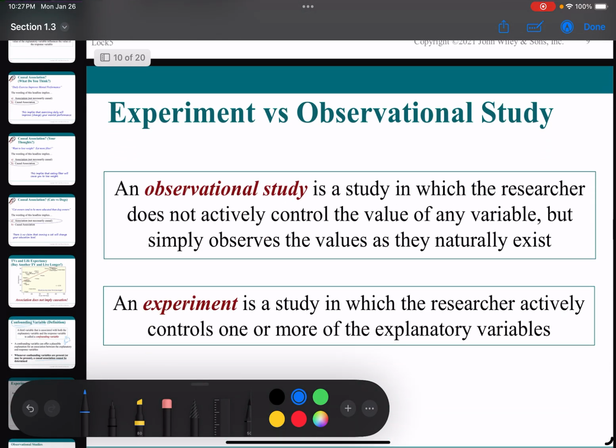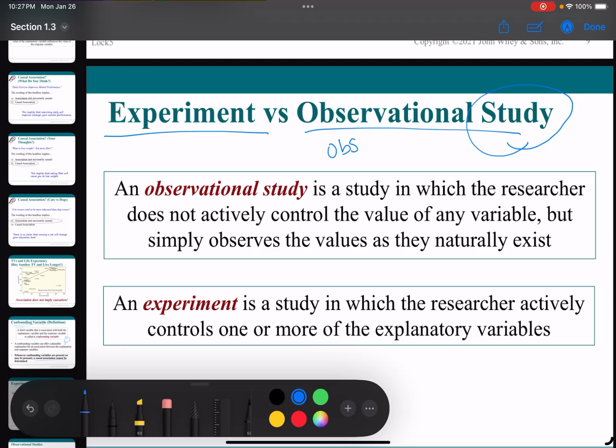Then we talk about the major point in this 1.3 section, which is experiments and observational studies, or simply OBS studies. I told you observational study is all about working with existing data. You have data, you use it. That's it. So we call it observational study. Almost all the time in statistics, we use this kind of study.